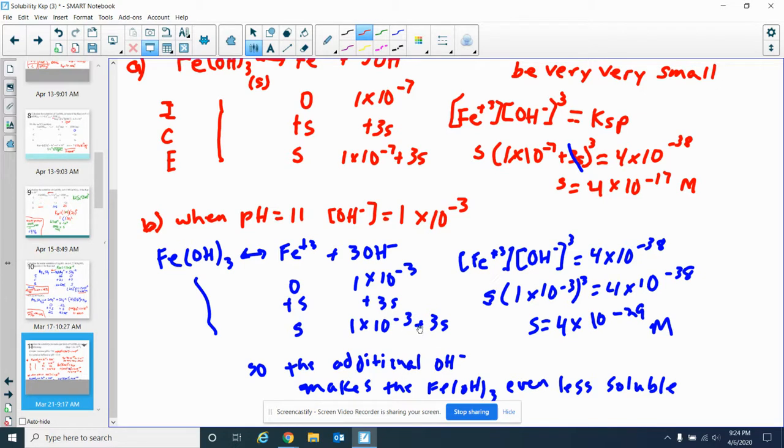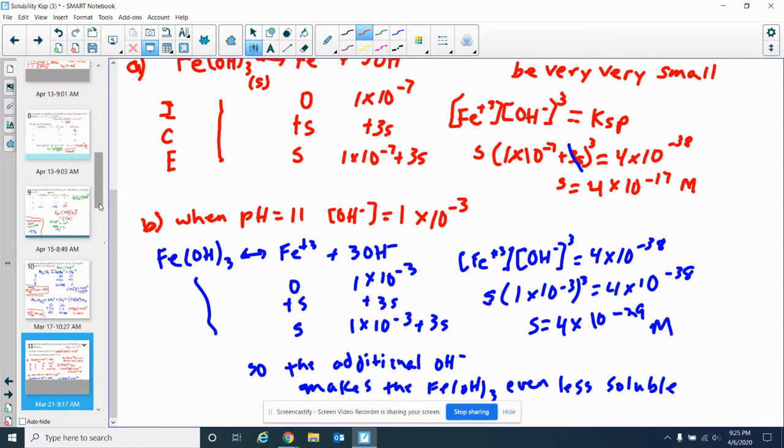So the plus 3S we'll ignore. And when we plug it into the KSP, I see that my solubility now is 4 times 10 to the minus 29th. So that's even less soluble than 10 to the negative 17th. Okay, so quite a bit less. And that additional OH minus was what made the FeOH3 even less soluble.